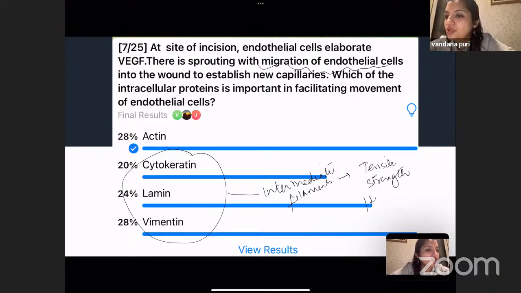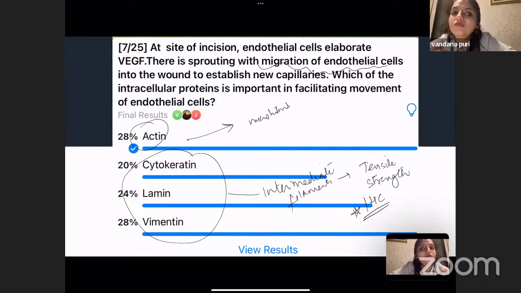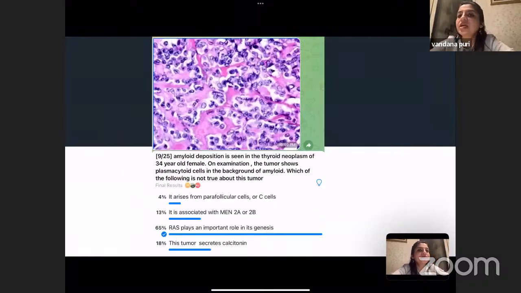Remember, immunohistochemistry of the cell was first developed on the basis of intermediate filaments. It is actin and microtubules which help in movement. So that is why the answer to this question was actin. Movement is the function of actin and microtubules. Okay, coming to the next question.